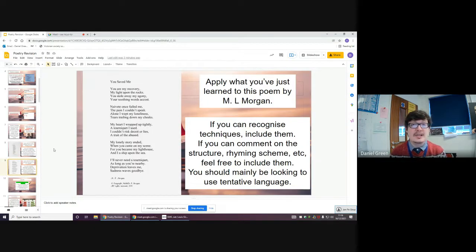And the other poem, You Saved Me. You are my recovery, my light upon the rocks. You stole away my agony, your soothing words accost. Naivety once failed me, the pain I couldn't speak. Alone I wept my loneliness, tears trailing down my cheeks. My heart I wrapped up tightly, a tourniquet I used. I couldn't risk deceit or lies, a trait of the abused. My lonely story ended, for when you came on my scene, for you became my lighthouse and I a ship upon the sea. I'll never need a tourniquet as long as you're nearby. Deprivation leaves me, sadness waves goodbye.